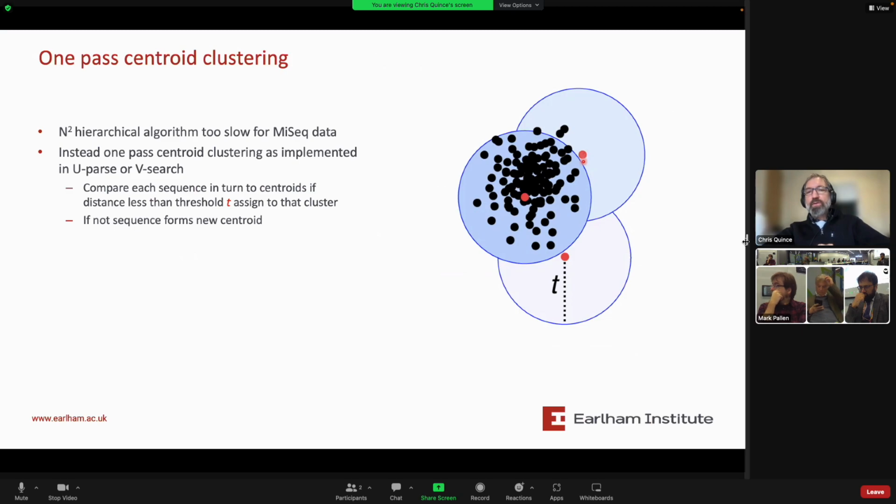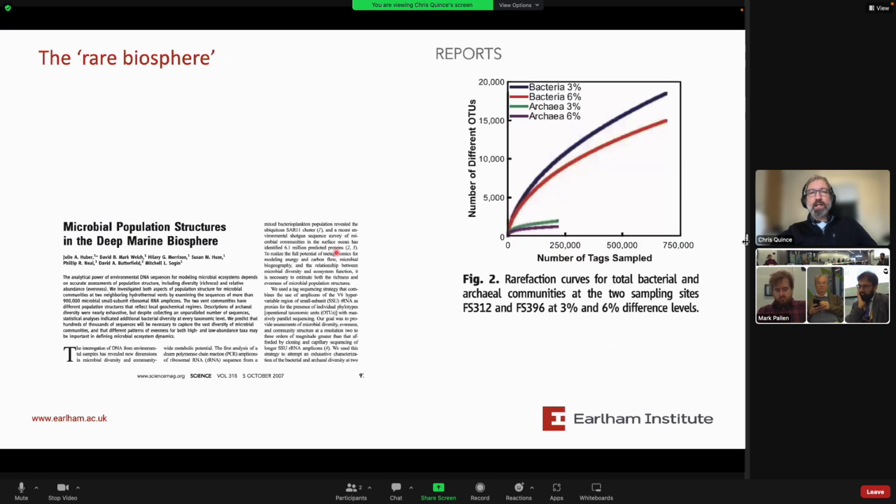Now you can sort of see that will cause problems. It means that your clustering will be dependent on the ordering of your sequences. Reorder your sequences, you'll get a different clustering. But yeah, it gives pretty good results. And almost all the OTU clustering programs would discard singletons as likely to be noise.